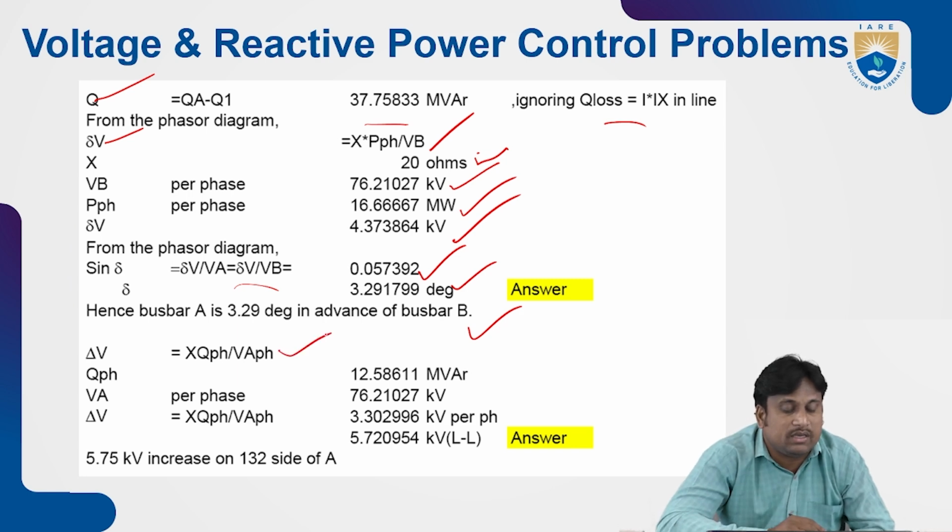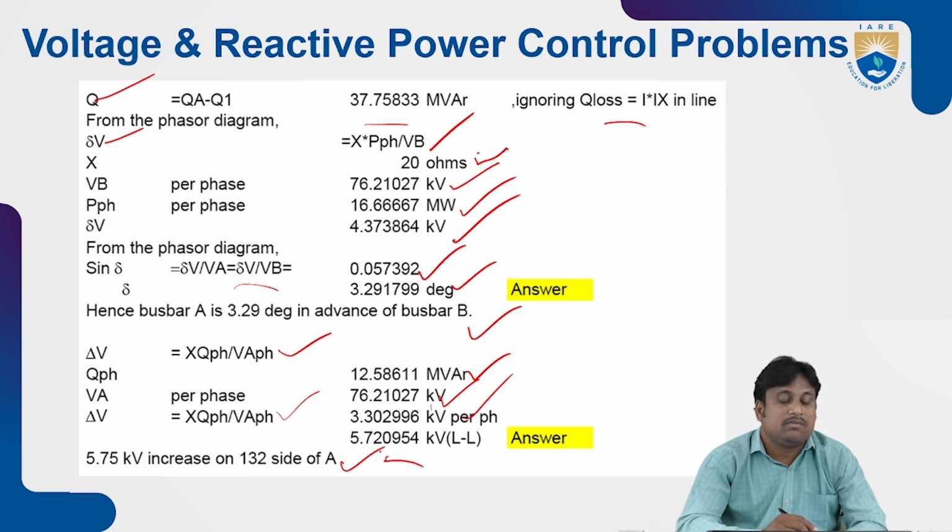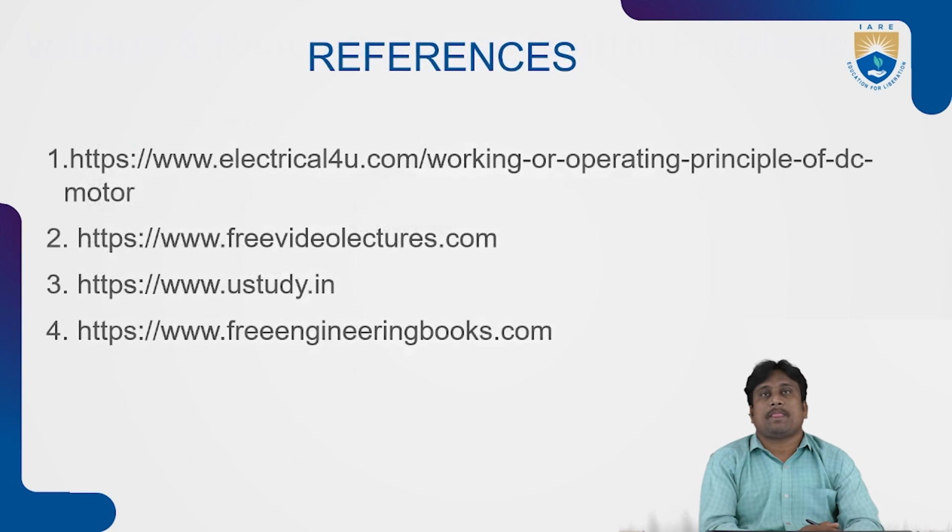So delta V is X Q phase by VA phase. Q phase is 112.586 MVAR. VA per phase is 76.21 kV. So delta V is X Q phase per V phase, that is 3.30 kV per phase. With this combination, 5.72 kV line to line is obtained, so 5.75 kV increase on the 132 kV side of A.